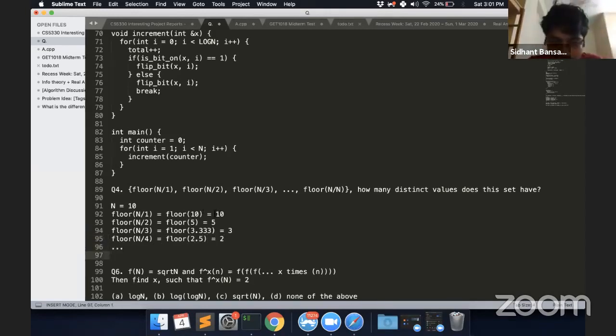And you create a set of all these things. So basically the question is, how many distinct values are there? Let's say n was some generic value, let's say it's not 10. At least for this case, I can quickly show you what the answer is.